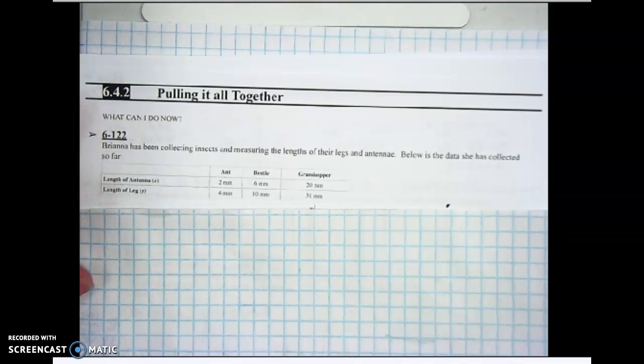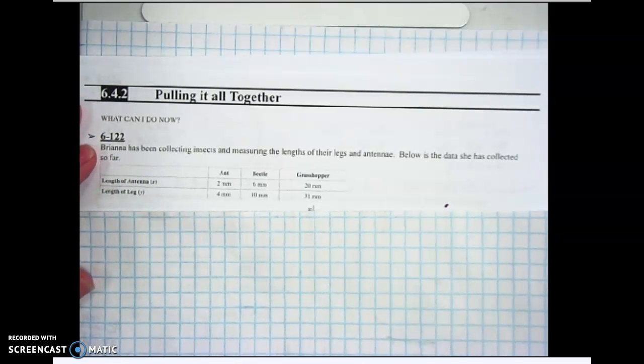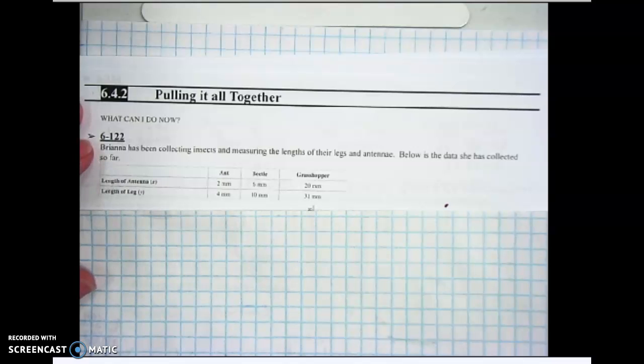Section 642, which is called Pulling It All Together. We're going to answer the question, what can I do now?